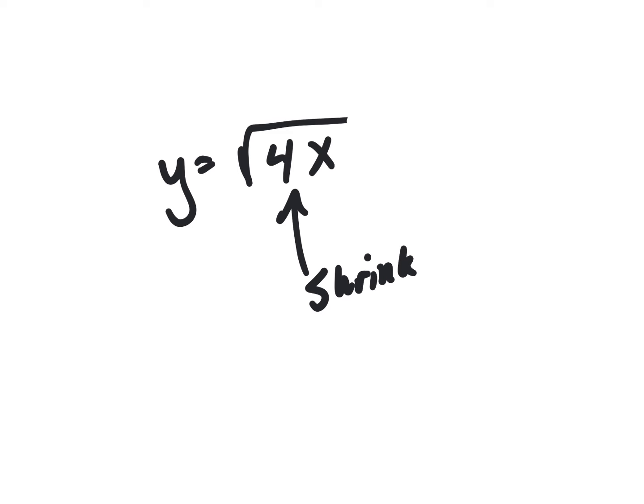Why? Because that 4 there, that 4 feels like it would be a stretch, and it is definitely horizontal. It feels like it would be a stretch 4 times bigger, but no. On the inside, they do the opposite of what you would think. And so that would be a horizontal shrink with a factor.